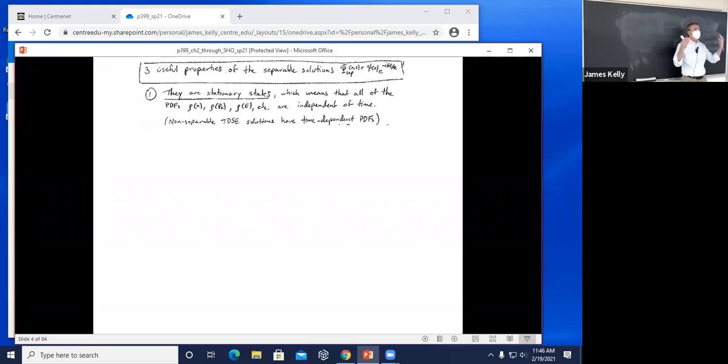Stationary means it doesn't change or it's sitting still, and what doesn't change in a stationary state is the probability density. So when we say stationary states, that means that all those probability density functions are independent of time. If you're in one of these separable states, they're all independent of time.